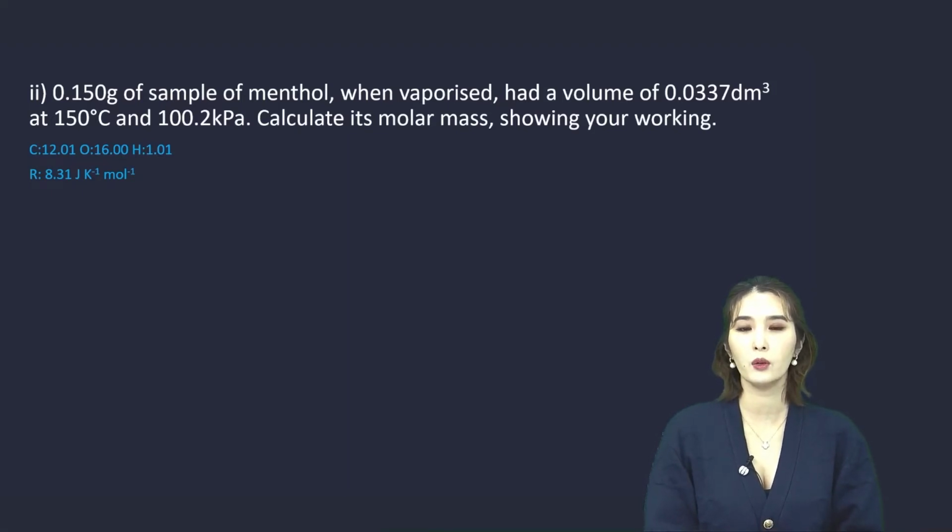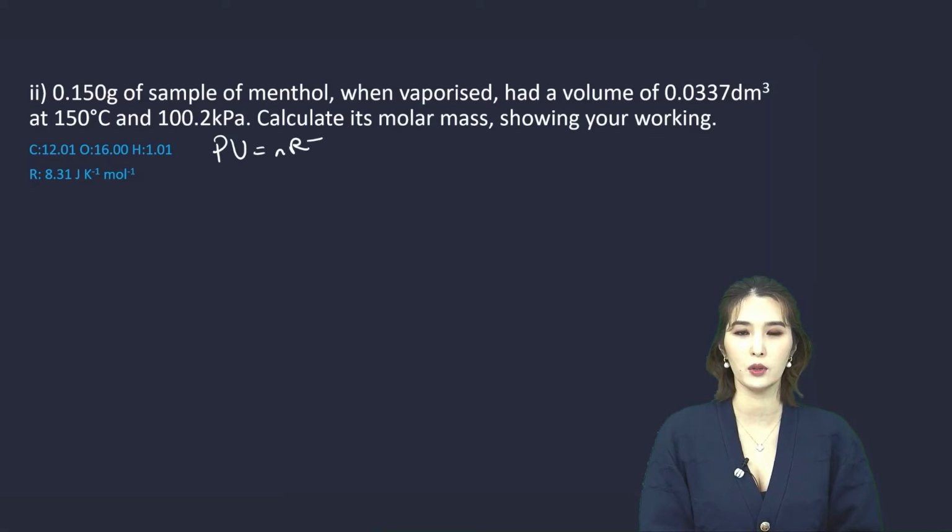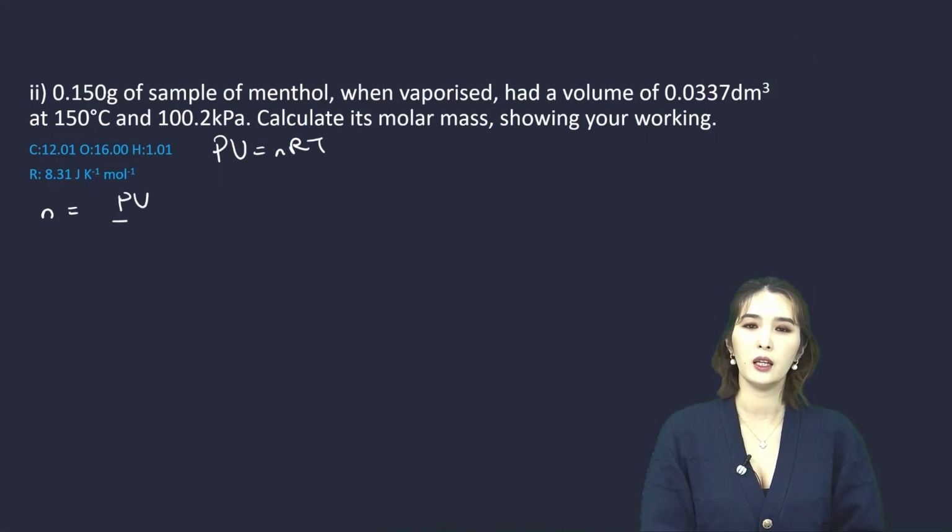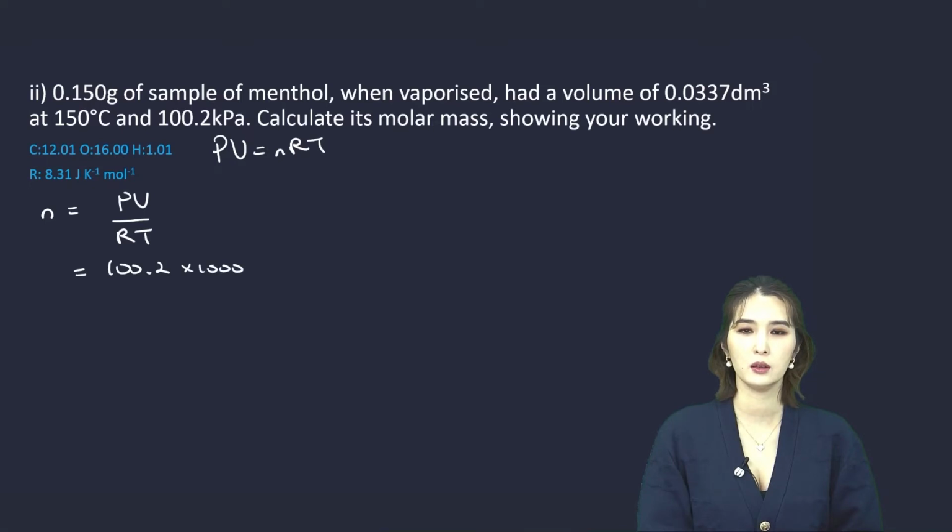For this question, we're going to use a couple of equations. First, we need PV equals nRT, which is our ideal gas equation. And from this, we're going to isolate n, because we need the number of moles to eventually get to molar mass. So n will become PV divided by RT. Now for this equation, we need pressure in pascals. So we multiply the 100.2 by 1,000. And then we divide the volume given, 0.0337, by 1,000. And so the thousands cancel out, which makes calculation a little bit easier here.